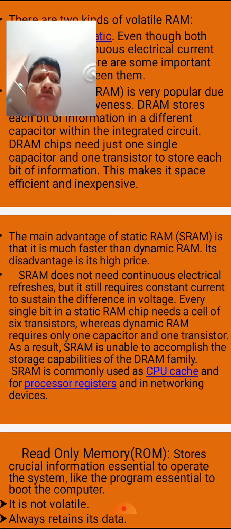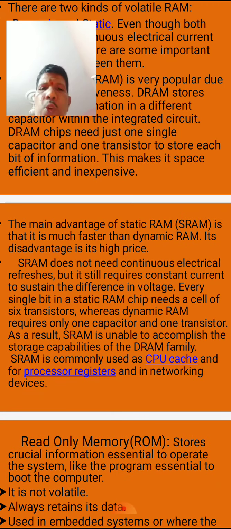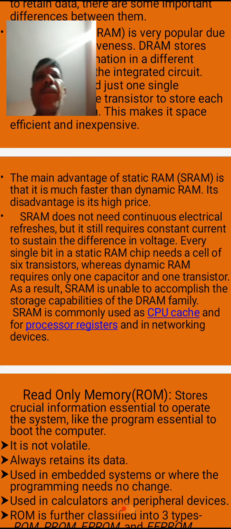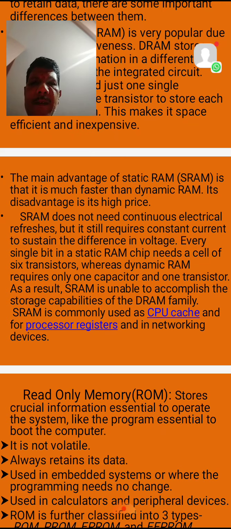Cache memory is the fastest memory. For that purpose, nothing but CPU registers, SRAM can be used. This is about the RAM, volatile RAM primarily, static RAM and dynamic RAM.